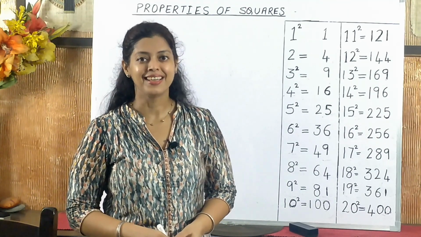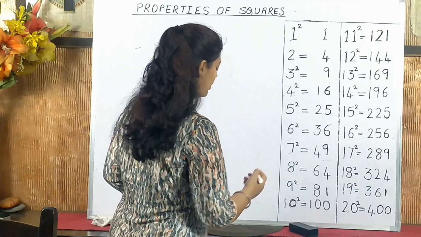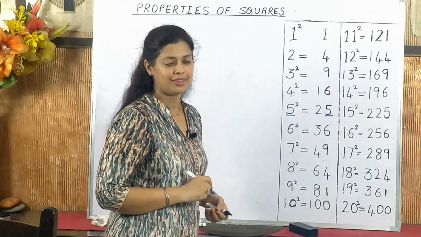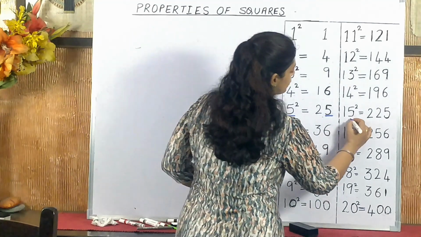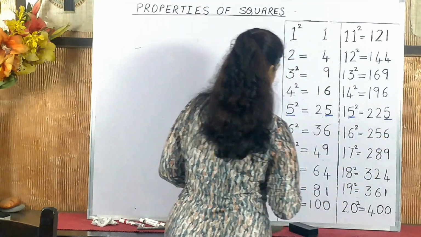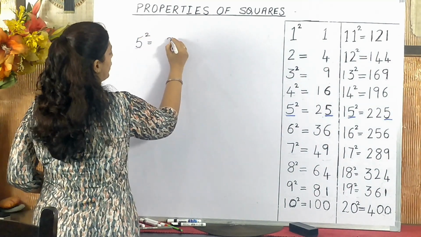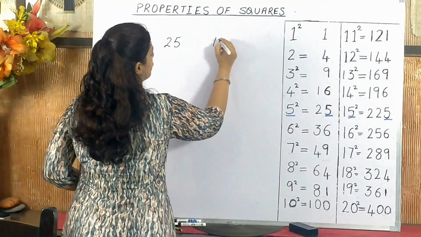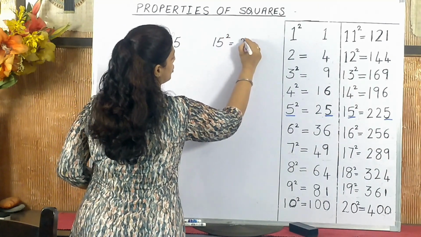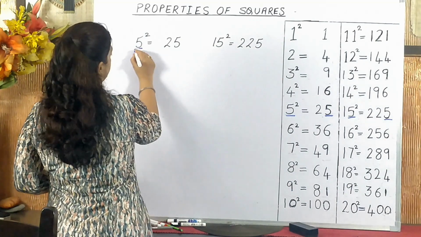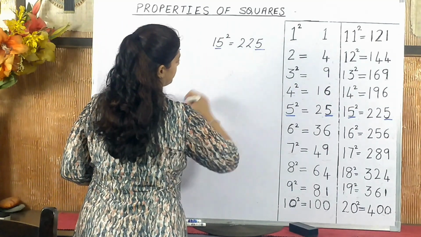Yes, the answer is 5. We know that 5 square is 25 which ends in 5. Similarly, 15 square also ends in 5. So if I write here, 5 square is equal to 25, 15 square is equal to 225. So both of them are ending in 5.